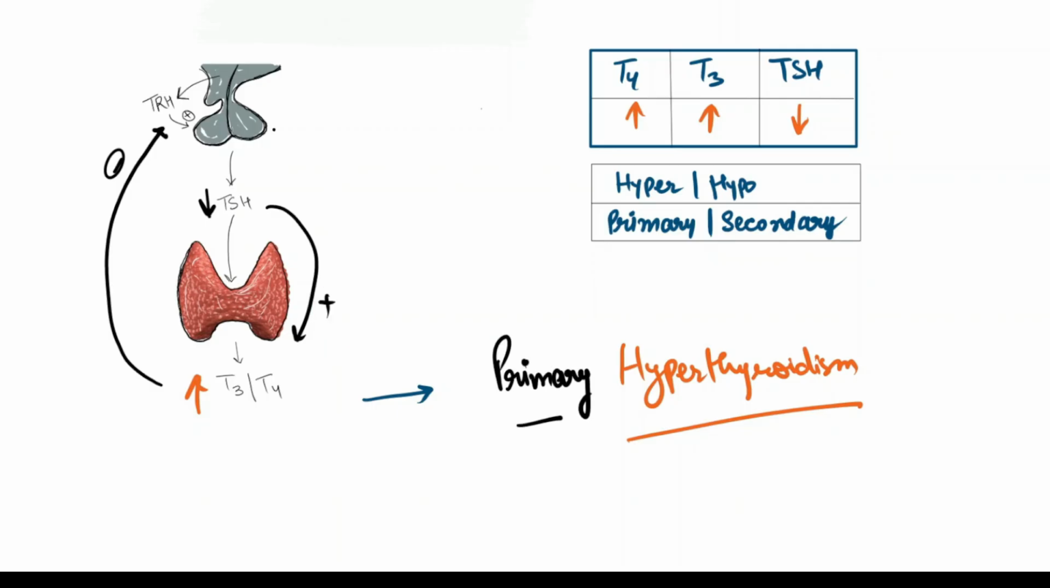As in this case, the pituitary is working well, as it decreased the production of TSH in response to the increased level of T3 and T4 in the periphery. So this is the case of primary hyperthyroidism.